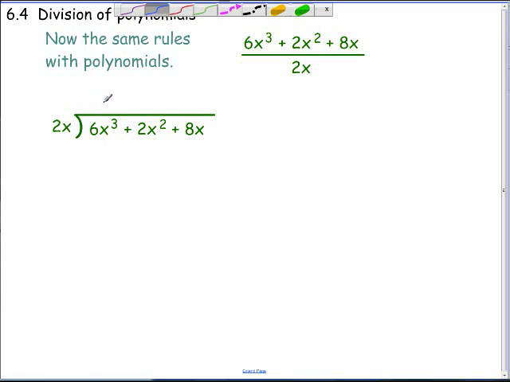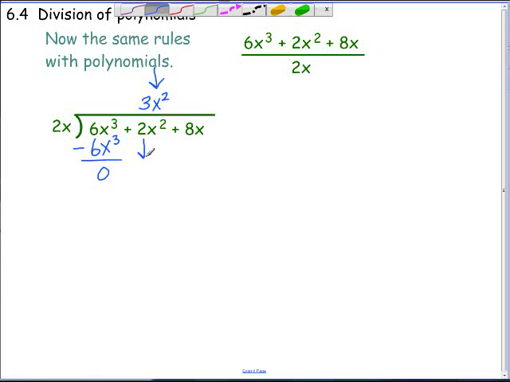Well, 3, right? And x squared. This is my x squared column right here. That's where I'm going to put my multiplier. So I'm going to say 3x squared. 3x squared times 2x gives me 6x cubed. Now I subtract it and I get 0, which is what I wanted to get.